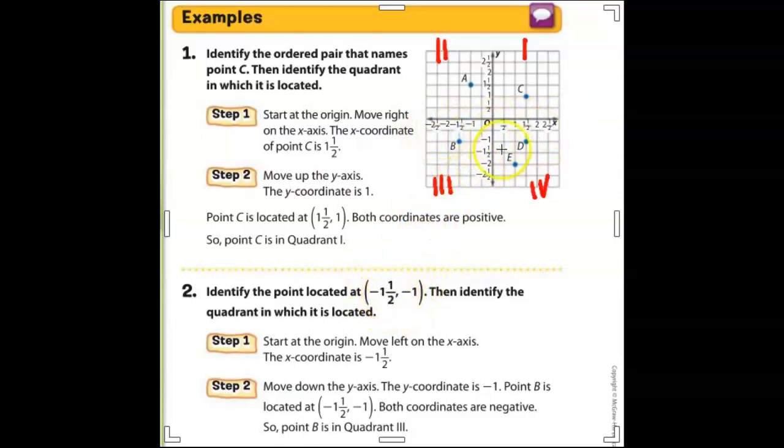So this is -1.5. I come up to the origin 0. Always start at 0. I go over to -1.5, and then I'm going to go down -1. So -1/2, -1. So this is the point that I am looking for right here. So the answer is going to be B. I'm going to make that something we can actually see. Okay, so make that a little bit darker. The point that matches this ordered pair is B, and the quadrant is going to be 3.